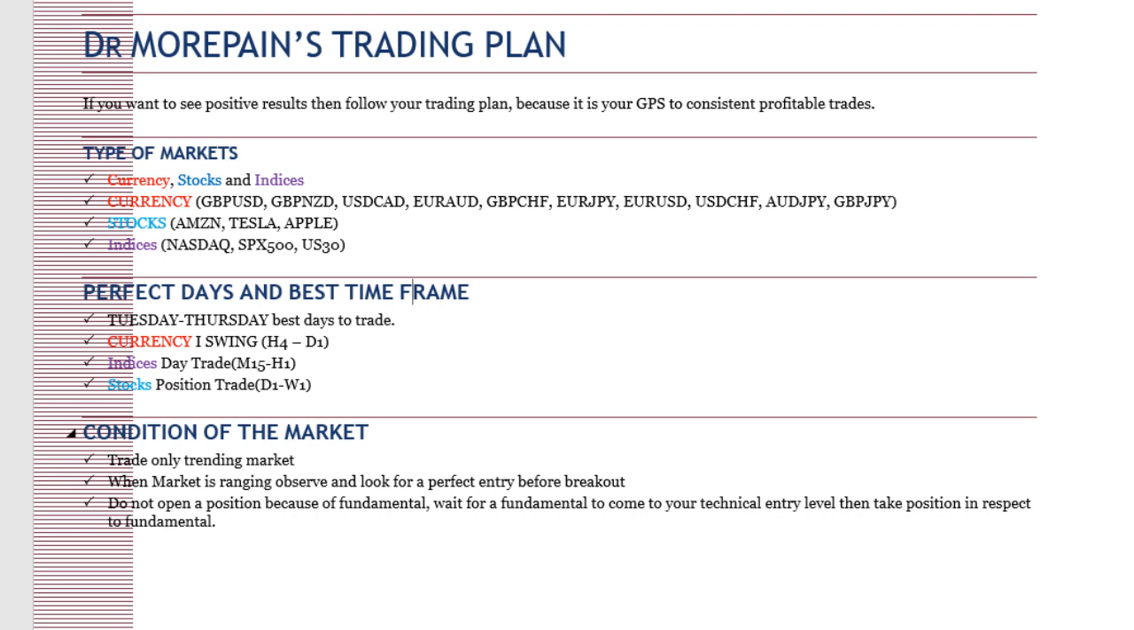Then choose those pairs. So for me here, the types of markets that I have are currency, stocks and indices. The reason I do stocks is because I'm more on indices. So for currency, my top 10 is GBP USD, GBP NZD, USD CAD, Euro AUD, GBP CHF, Euro JPY, Euro USD, USD CHF, AUD JPY, and GBP JPY.